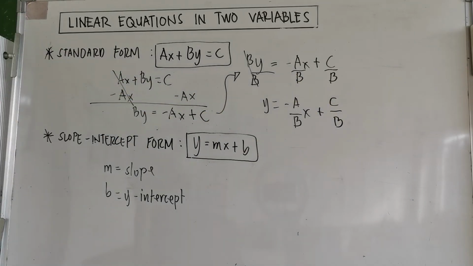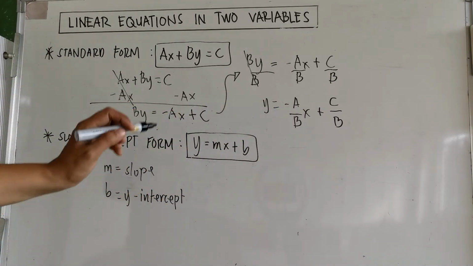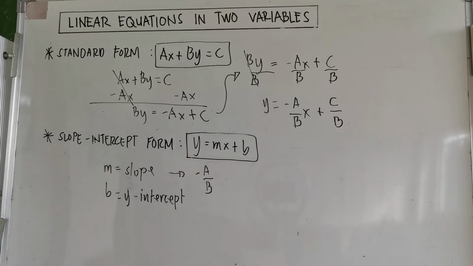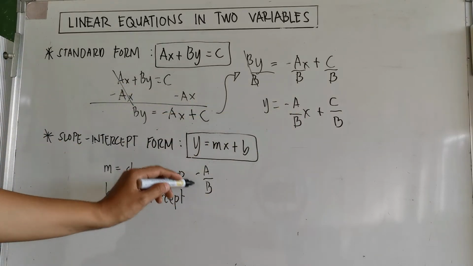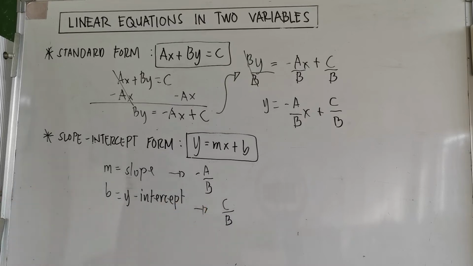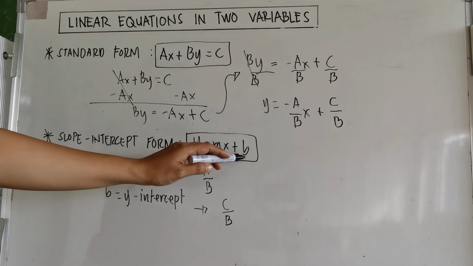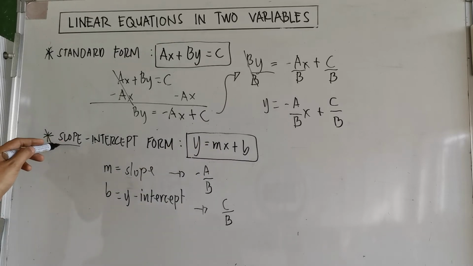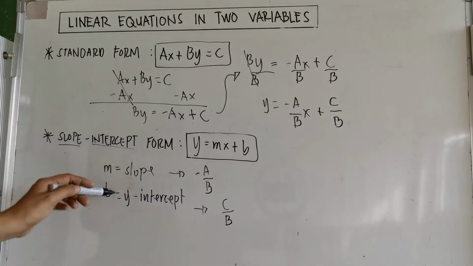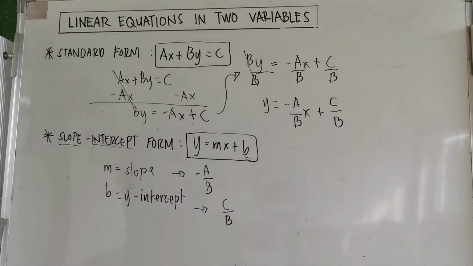Okay? Take note that our m is also the negative a over b, which is the slope. And our b is also the c over b or the y-intercept. Okay? So, sinulat na lang natin siya in slope-intercept form using y is equal to mx plus b, since we have here slope, which is our m, and our y-intercept, which is represented by b.